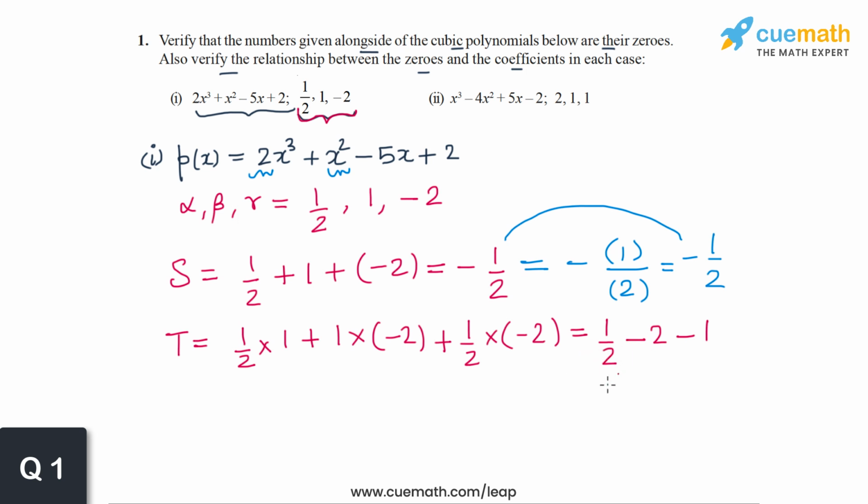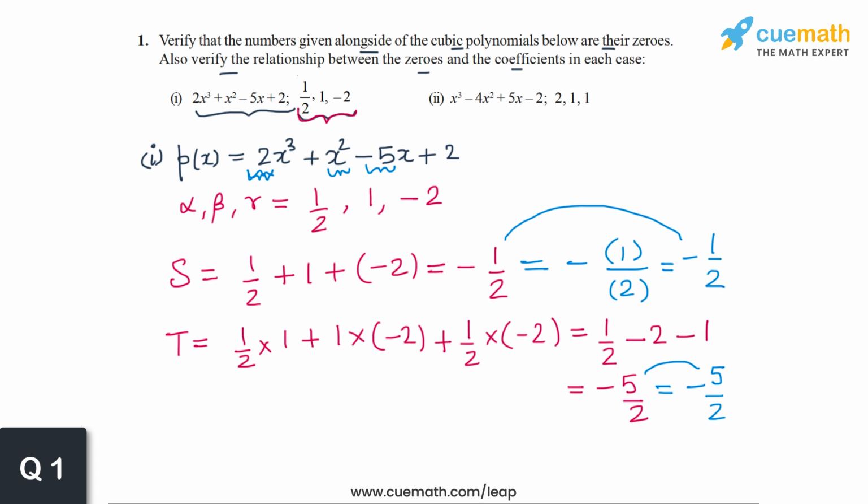So half minus 3 or minus 5 by 2. So this is the sum of the zeros taken 2 at a time, calculated from the zeros themselves. And from the coefficients, this should be equal to the coefficient of x, which is minus 5, by the coefficient of x cube, which is 2. So from the coefficients, this should be equal to minus 5 over 2.